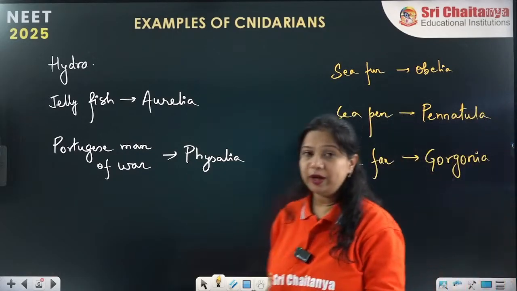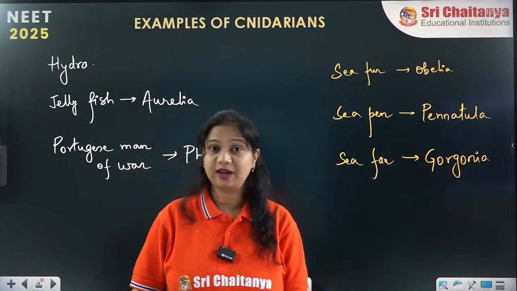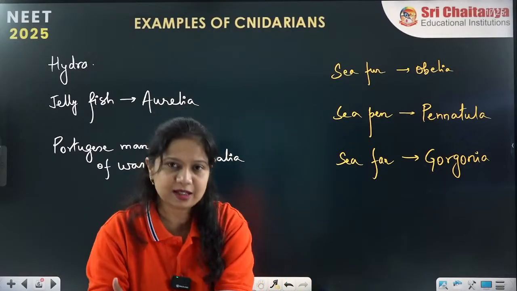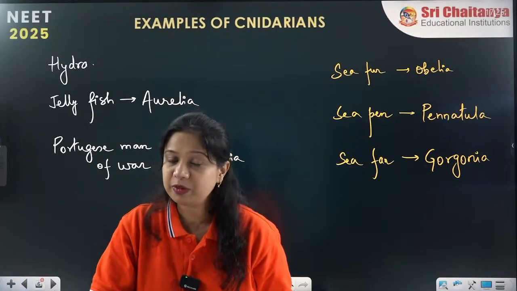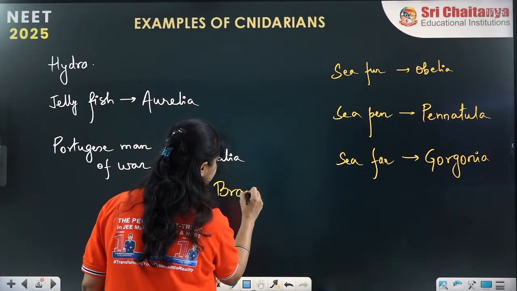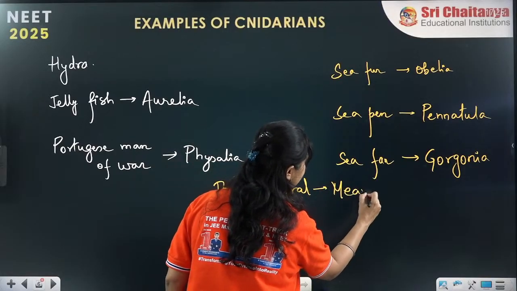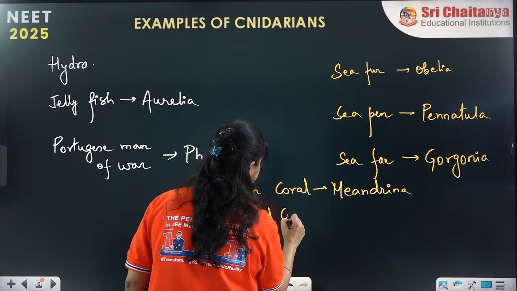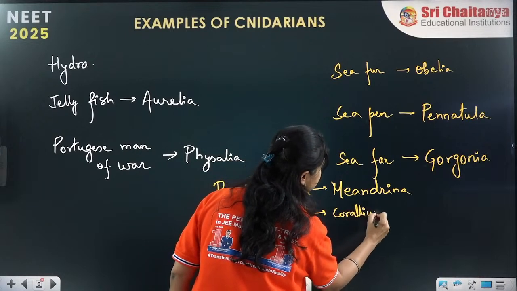Some of the corals you may have heard of, they all belong to the phylum Coelenterata. Corals form a hard rocky surface in the various oceans. Last time also we discussed the corals. Which examples of corals do we know? Coral examples are brain coral, which is scientifically known as Meandrina. Red coral is also there, Corallium.